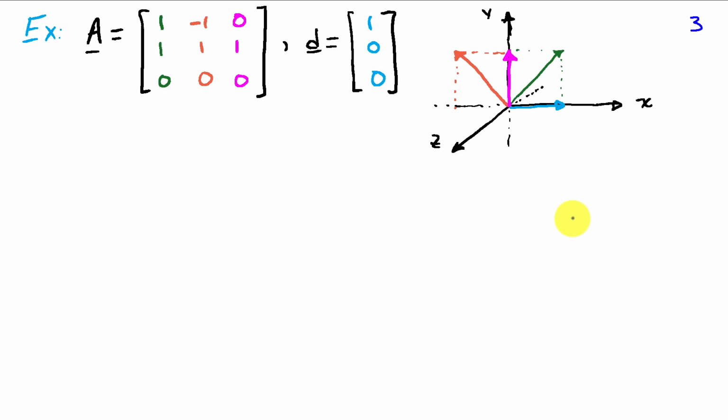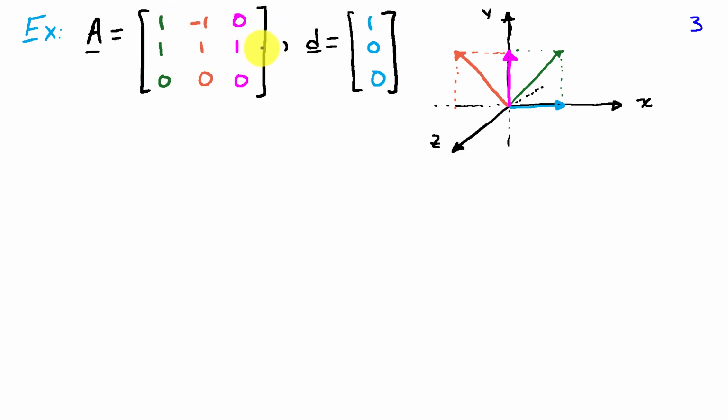So let's consider another example, and in this case, let's suppose that A has 3 columns and 3 rows. So the first column is 1, 1, 0, second column is negative 1, 1, 0, and third column is 0, 1, 0. And if you look at the rank of this matrix, in other words, the number of linearly independent columns, you'll see that it's only 2, because if I take the first column plus the second column and divide that by 2, I get exactly the third column. So the third column is a weighted combination of the first 2. Now we'll choose a vector D that lies in the span of these columns.